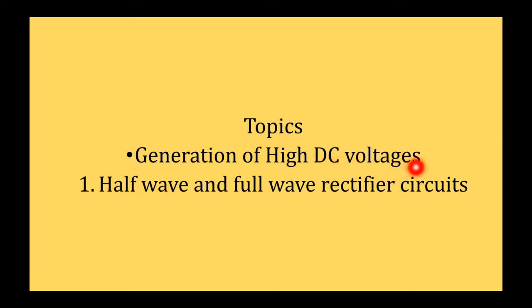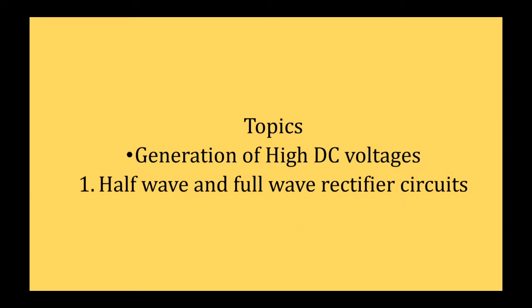What are those alternate methods? We'll see them one by one. This is one of the methods we use for the generation of high DC voltages. What is that one? Using rectifier circuits, like half wave as well as full wave rectifier circuits.